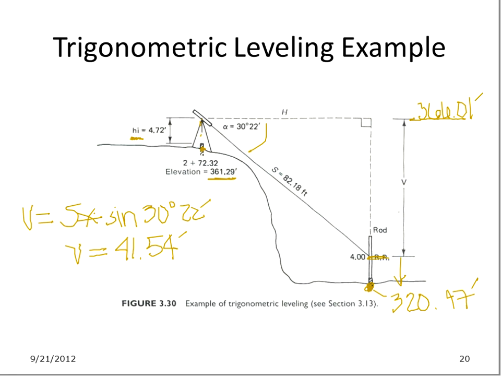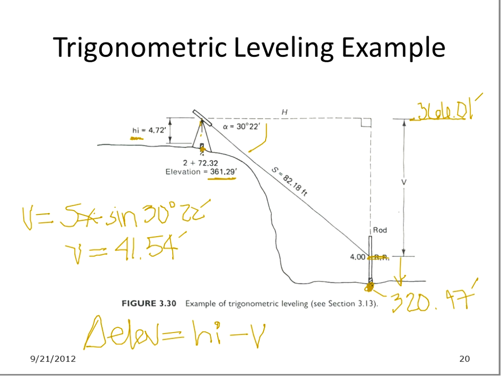We could also determine the stationing. We know the station here. The stationing here would be this station plus the horizontal distance, which we could calculate also using our trigonometric relationships. So essentially, our change in elevation is going to be equal to the height of our instrument, small hi, minus v.